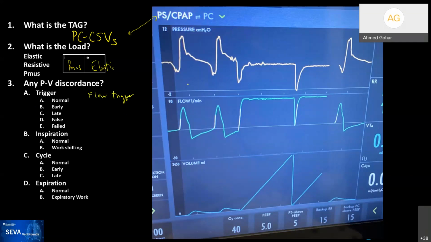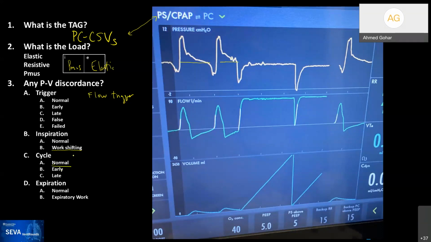The pressure is decent up there, and then it kind of comes down. If anything, there's the question of why it takes time to come back to the PEEP level. There's all this area after the flow has stopped, and it's not coming back to the PEEP right away. Maybe in inspiration, minimal work shifting to normal. But then cycle-wise, we're setting the cycle as a percentage, but it's also a pressure support, and I don't see any evidence of continued PEMUS in the exhalatory phase. So I'm going to say the cycle is fine.